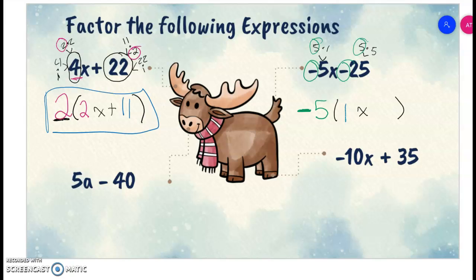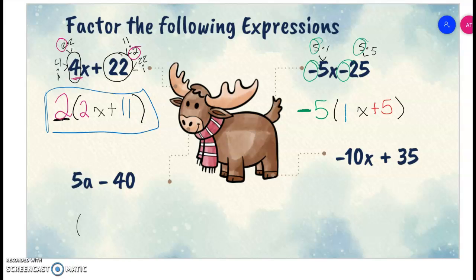Now the real question is, what times negative 5 will give me a negative 25? Well, I know that a negative times a negative is a positive, so I can't have a minus sign here, so I'm actually going to have a plus, because a negative times a positive is a negative. So then this would be a 5. So I want you to try the next two down here on your own and see if you can come up with it.